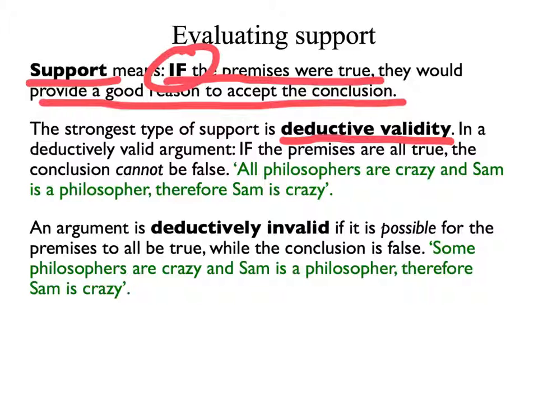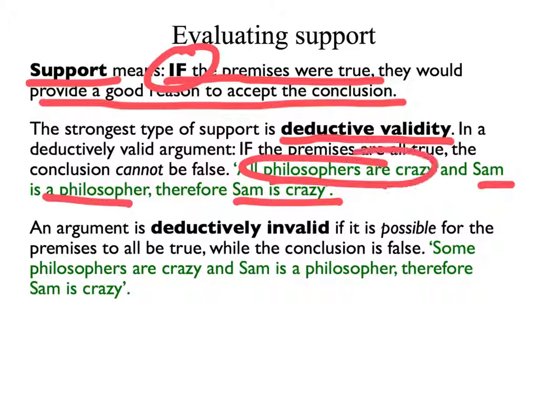All philosophers are crazy. That's the first premise. Second premise, Sam is a philosopher. Conclusion, Sam is crazy. Well, although the premises, of course, aren't all true, this premise, of course, isn't true, nonetheless, if they were both true, if it was really true that all philosophers were crazy and that Sam was a philosopher, then it would certainly follow that Sam was crazy.